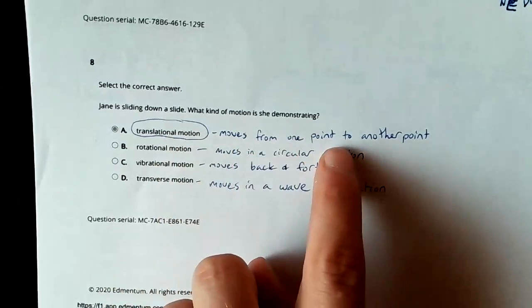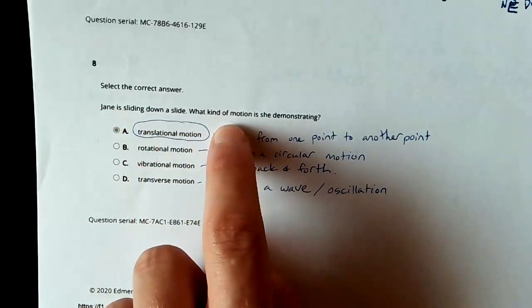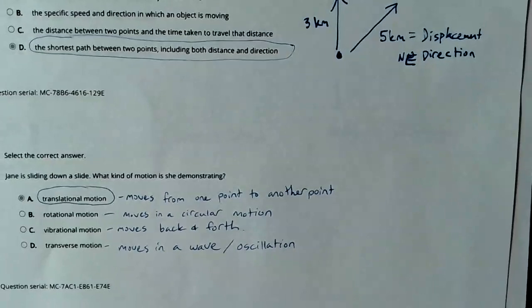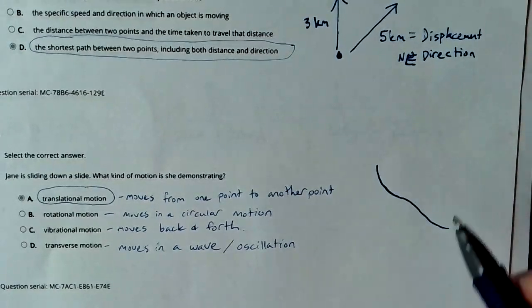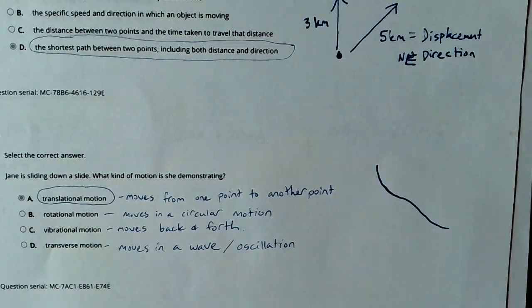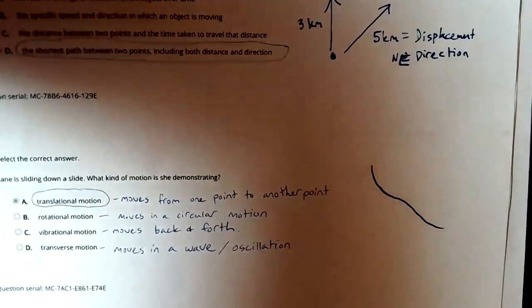None of those 3 sound like Jane sliding down the slide. She's just moving from one point to another via a slide. So that's translational motion. It's like the simplest of the motions, I think, to recognize. But Jane's just moving from point A to point B. And that's really all you have to do for that one.